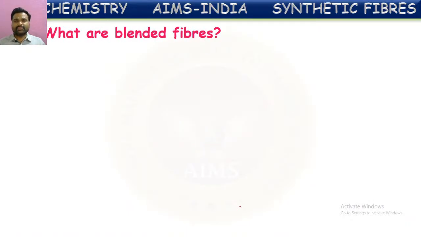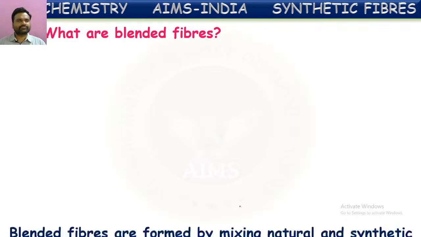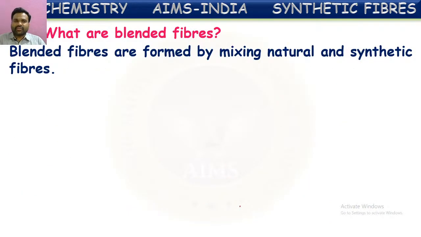So sometimes certain fibers are called blended fibers. What are these blended fibers? Blended fibers are formed by mixing natural and synthetic fibers. So when two or more fibers, natural or synthetic, are mixed, then the resultant fiber obtained is called blended fiber.